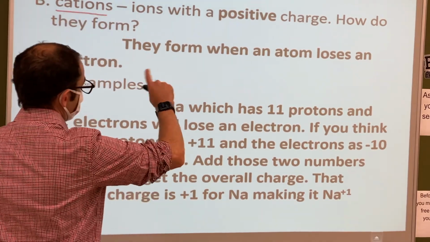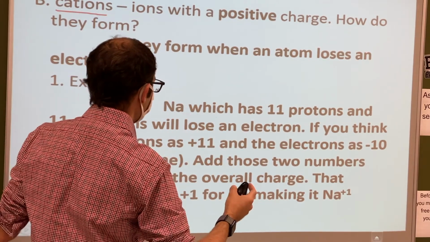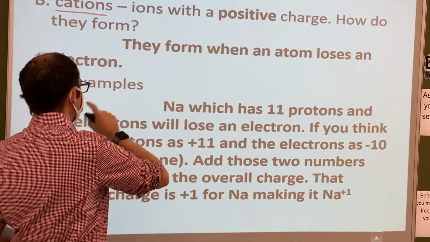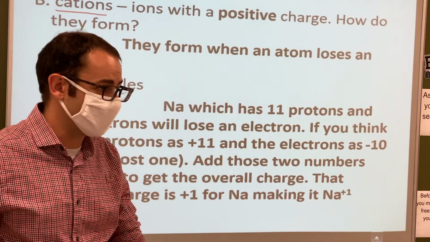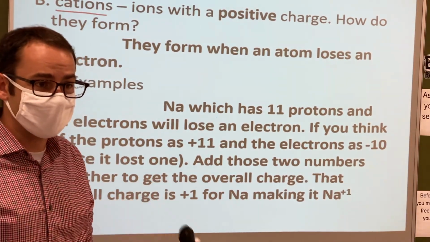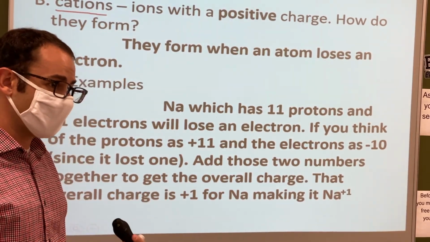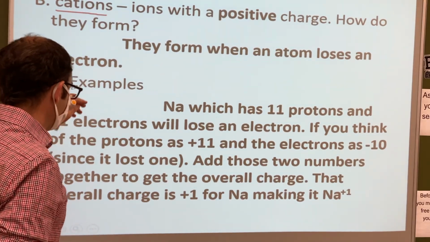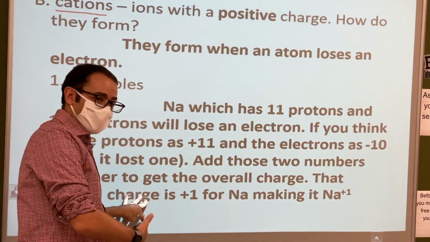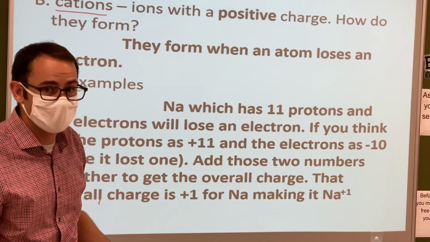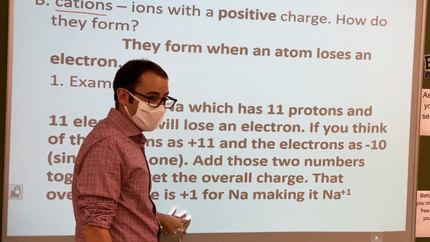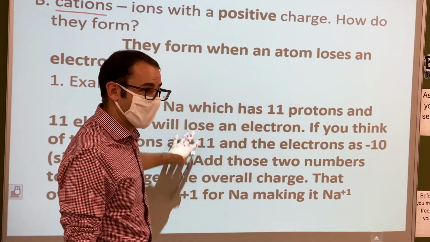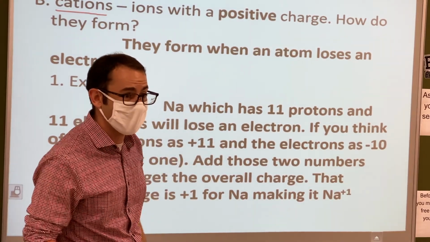We have ions with a positive charge. How do they form? They form when an atom loses an electron. When an atom loses an electron, its charge is normally neutral, and when it loses that electron, it becomes more positive. This is my word explanation, which we're going to go over, and then I'll draw it to show you as well. First off, you don't need to write this down. There's no space for you to write this down. It's just a let's-think-about-it kind of thing.